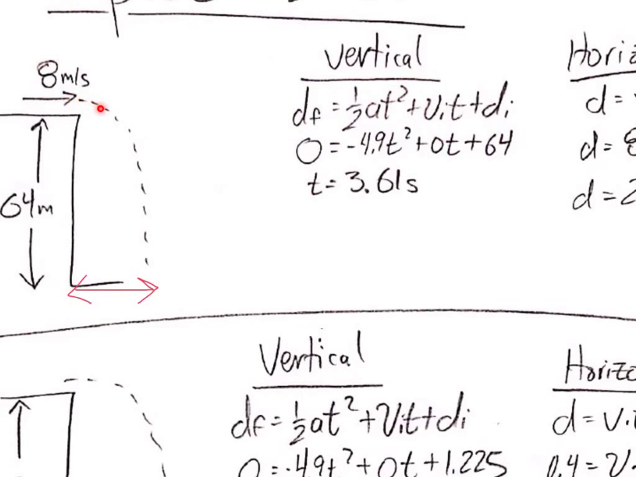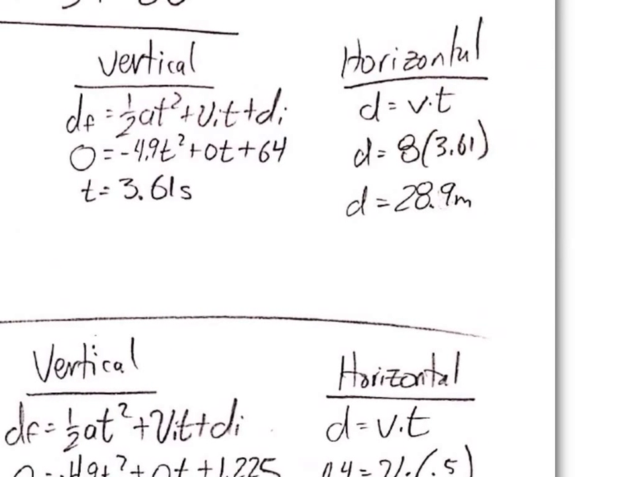Okay, so this motion takes 3.61 seconds. We now solve for how far it goes in the horizontal direction. So the cool thing is that in the horizontal direction, the velocity is constant. Gravity pulls downward, not to the side, and we are neglecting air resistance, so we can assume that the horizontal velocity is constant. Is that always the case for these questions? Yes. Am I sure? Yes. So time, velocity, and distance traveled, 28.9 meters.